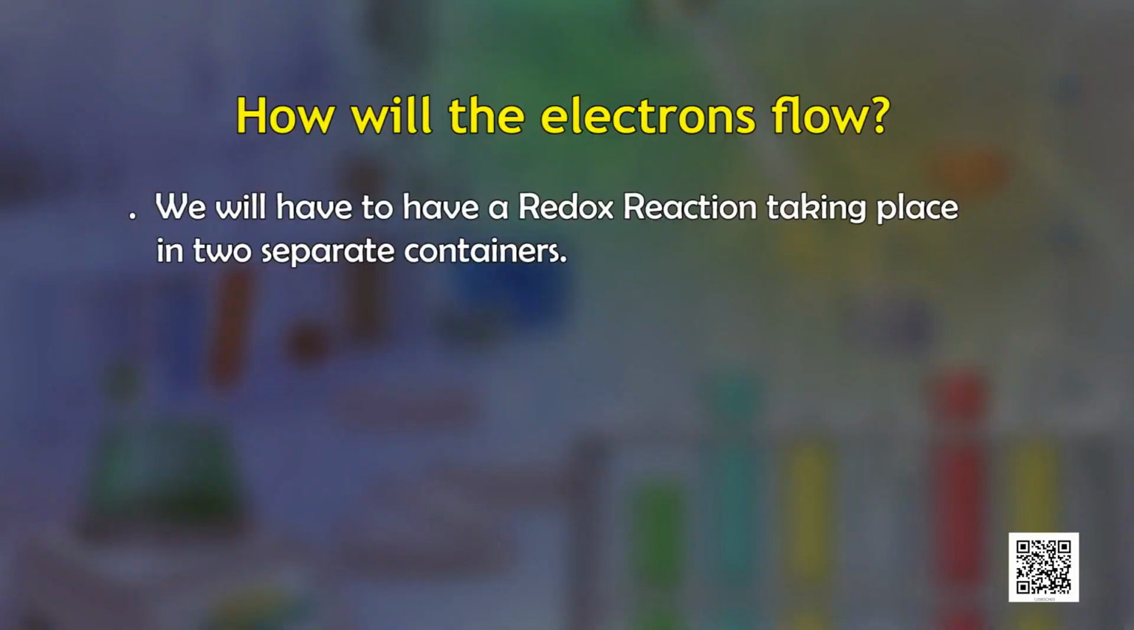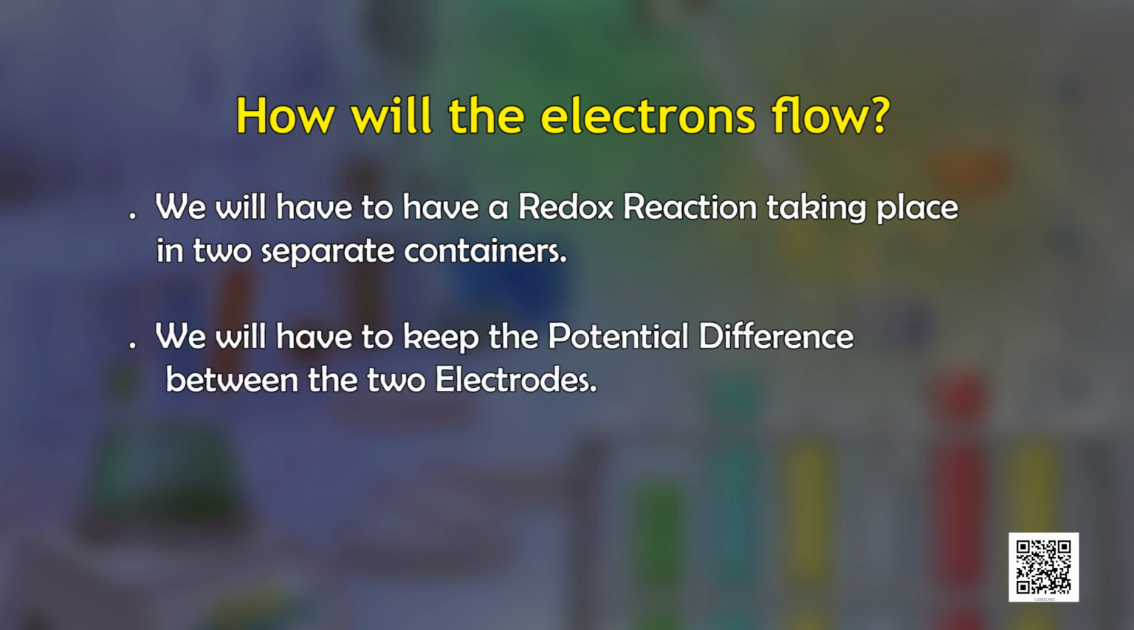In this redox reaction, if we make these electrons flow, then we can generate electricity. Now the question arises, how can we do this? For this, we will have to have the redox reaction taking place in two separate containers, or one container separated by a permeable membrane. We will also have to maintain a potential difference between the two electrodes. Now, I will explain the meaning of electrode potential.